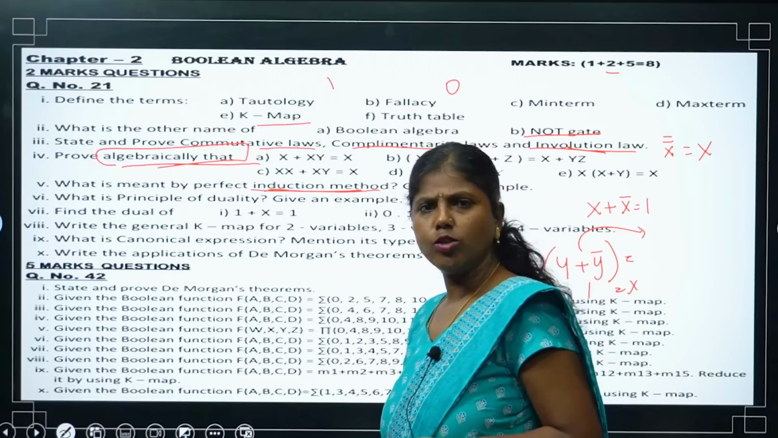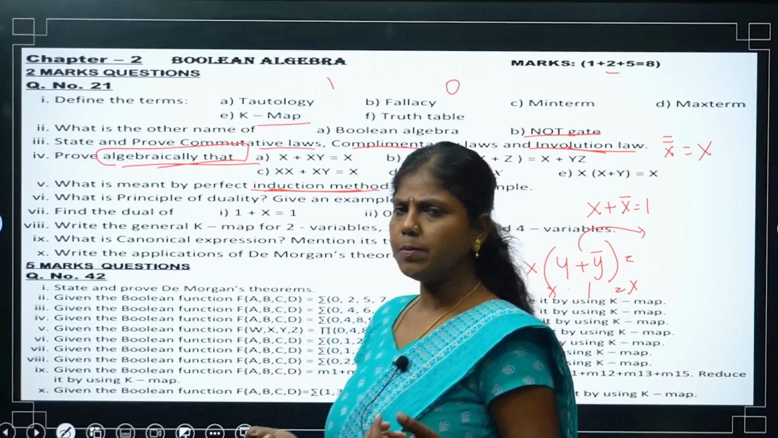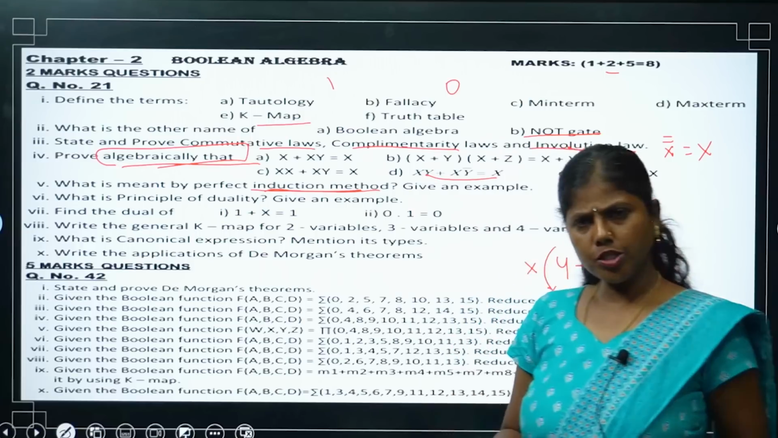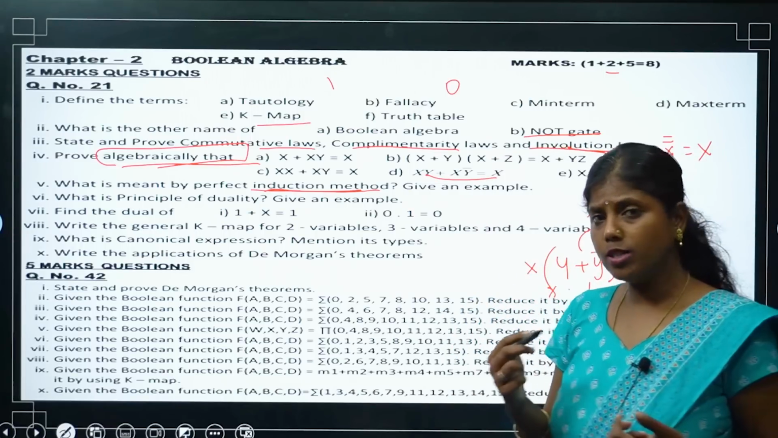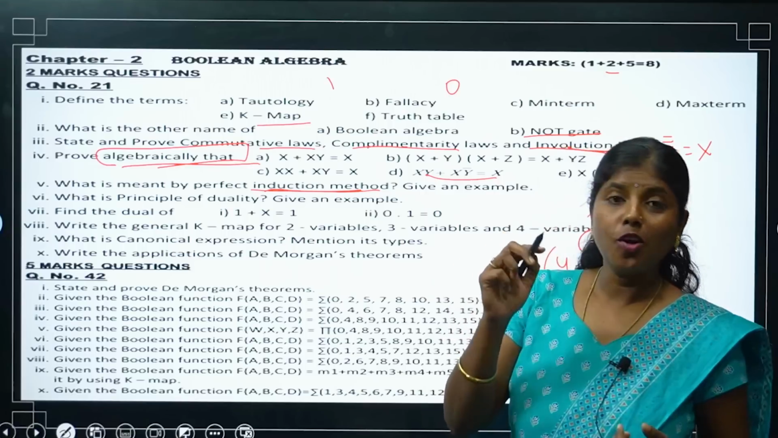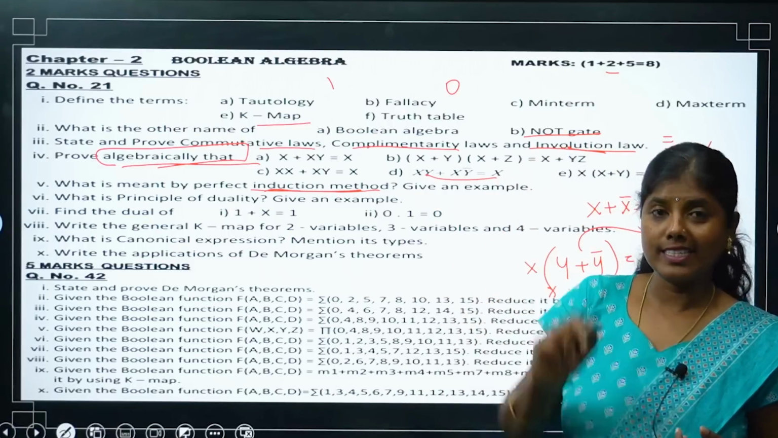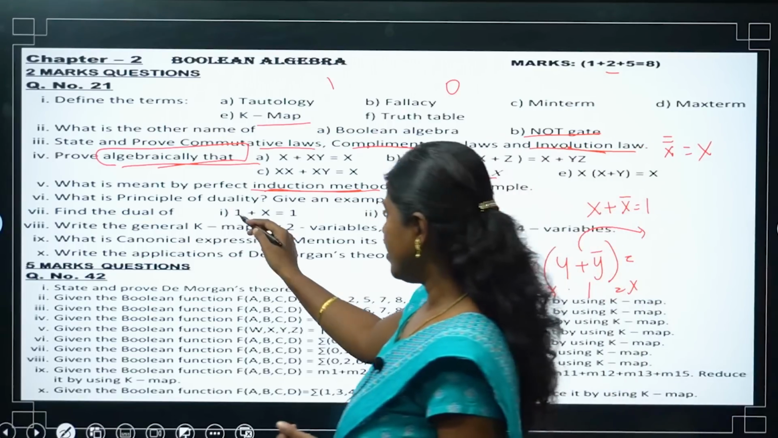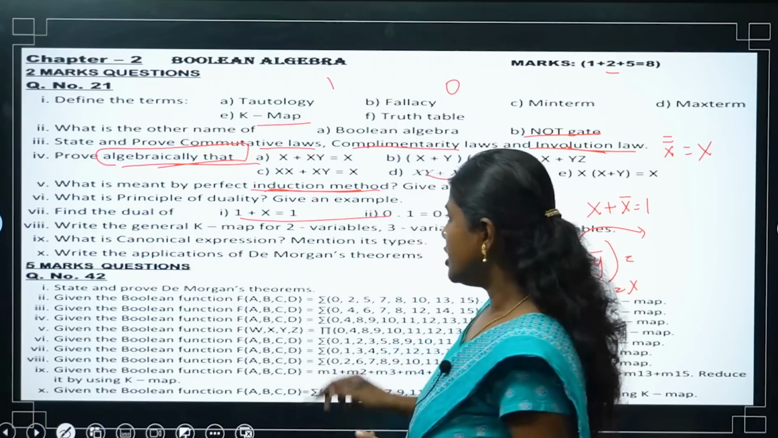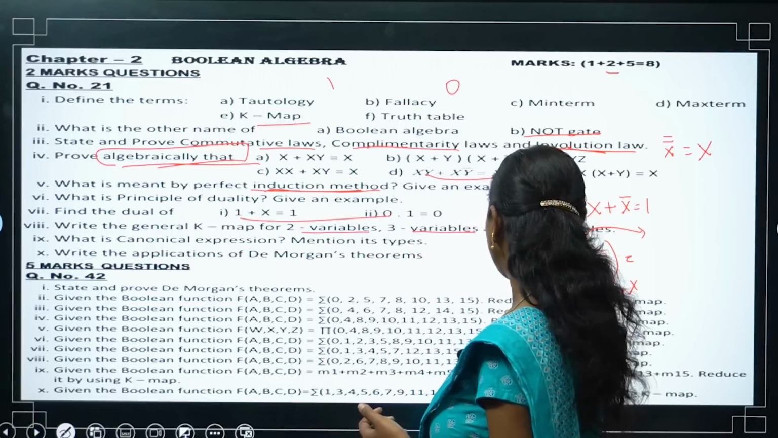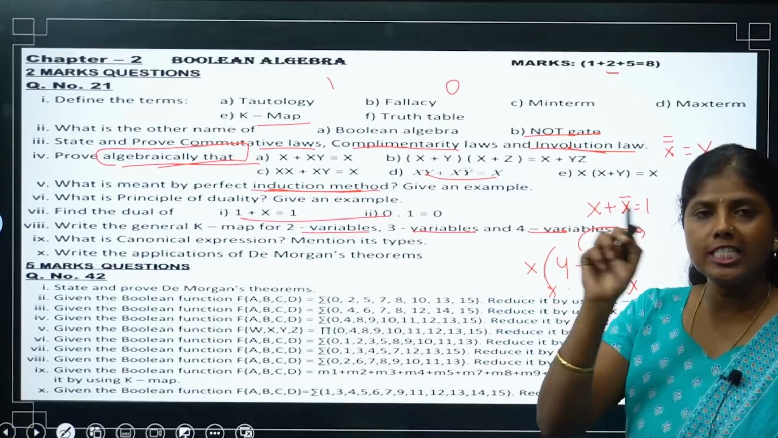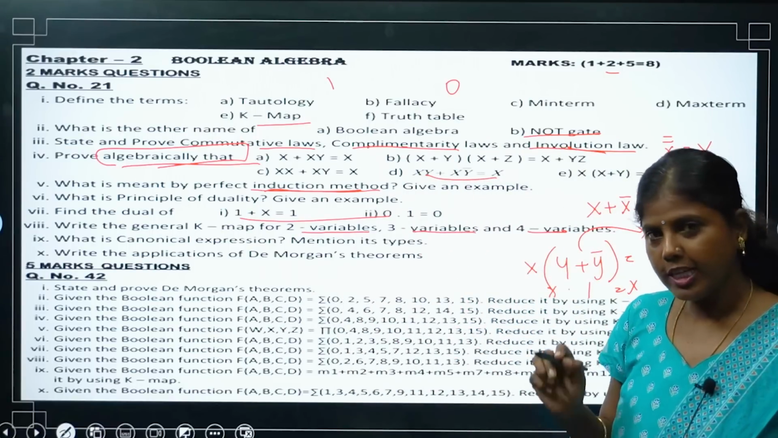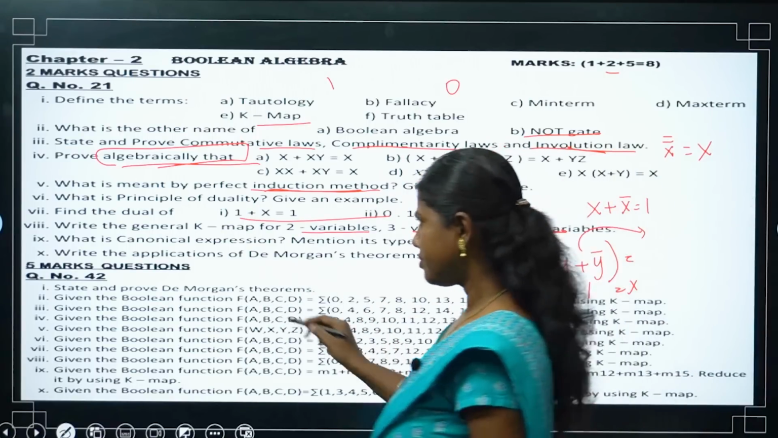Principle of duality, I already told you what the principle of duality is. Basically, given a Boolean expression, you obtain another Boolean expression by changing AND to OR, OR to AND, 0 to 1, 1 to 0, not X to X bar, not that. So they may ask you to find the dual of the expression here. So K-map for 2 variable, 3 variable, 4 variable, just the general K-map. If you mention it, that's more than enough.